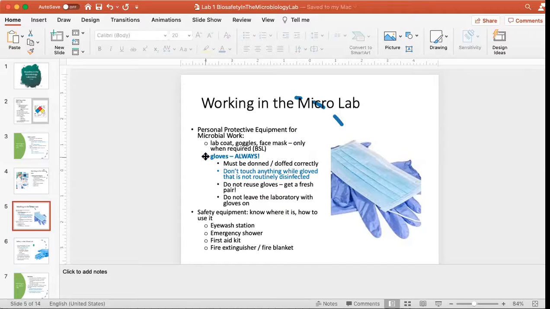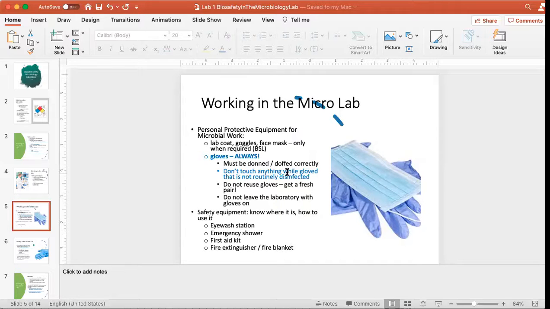So gloves are the PPE that everybody deals with if they do any kind of laboratory work. And the thing about gloves is you have to put them on, you have to don them correctly, and you have to doff them correctly. You have to take them off correctly. And again, depending on the work you're doing and the things you're touching, that can be very important.